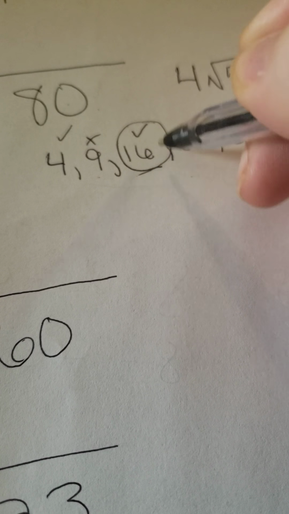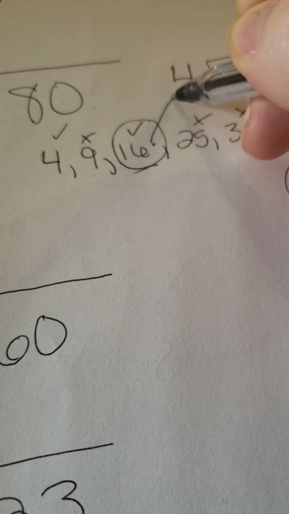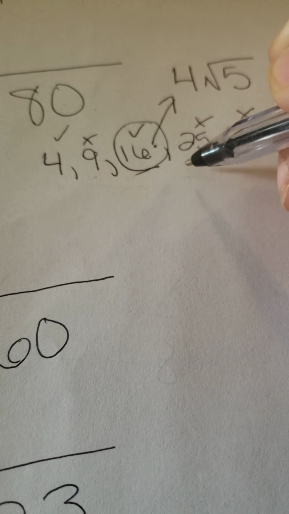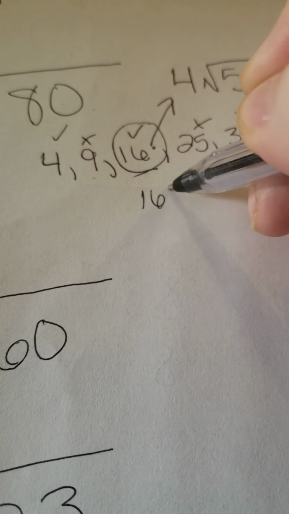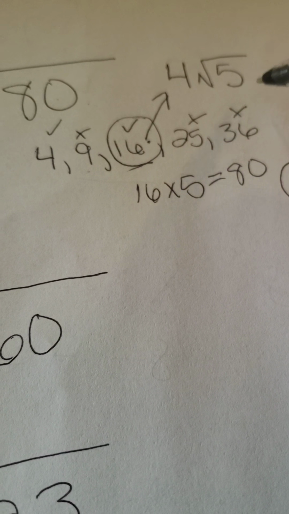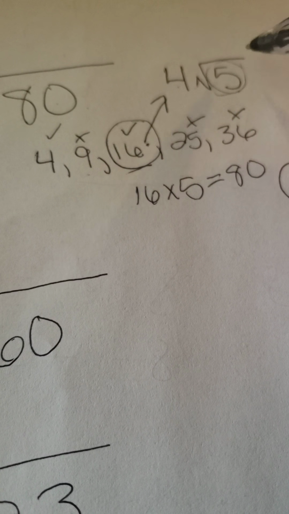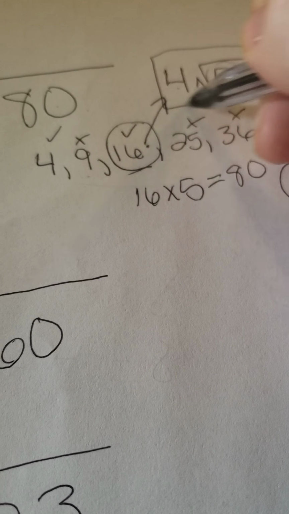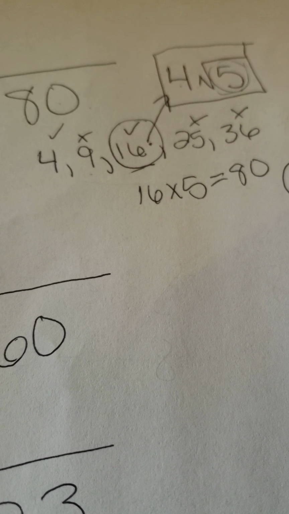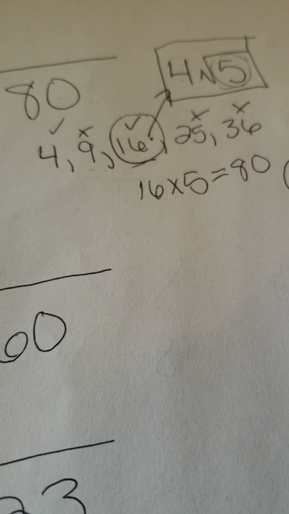So I would look at my highest one, 16. So I can take out the square root of 16 out of 80. The square root of 16 is 4. 16 times 5 equals 80. So therefore, whatever's left over is that 5 that goes inside. So it would be 4 square root 5. Kind of the same thing that we had. So just kind of giving you an idea of a different way to do this.